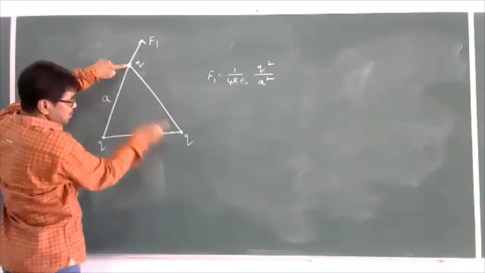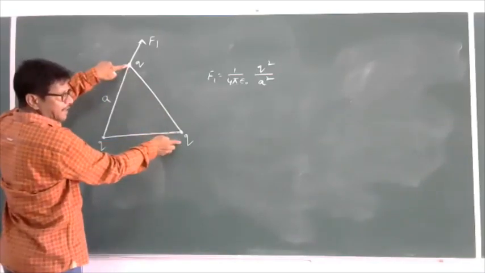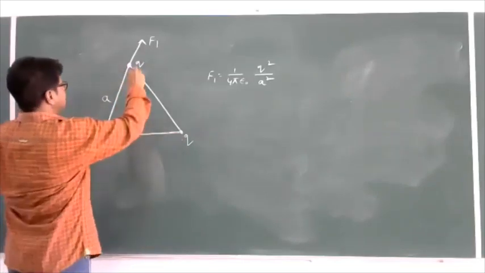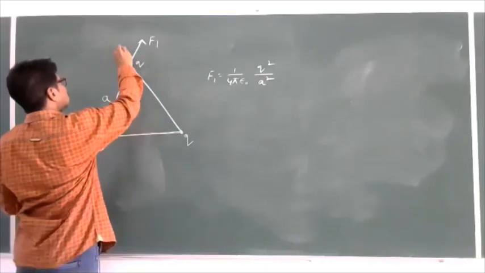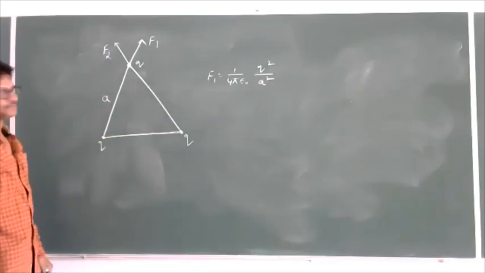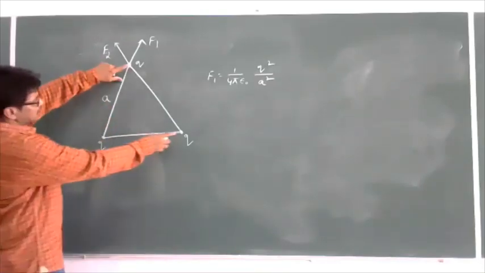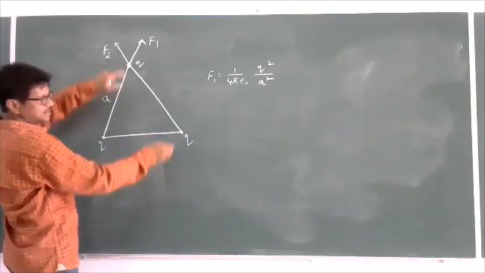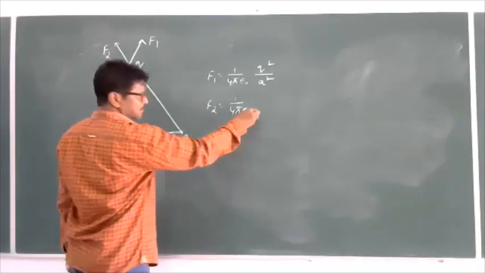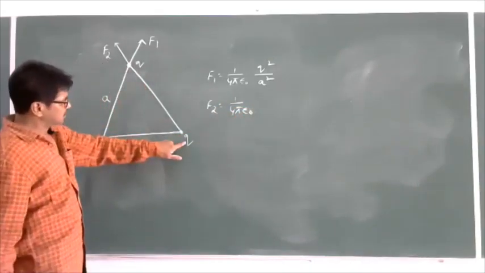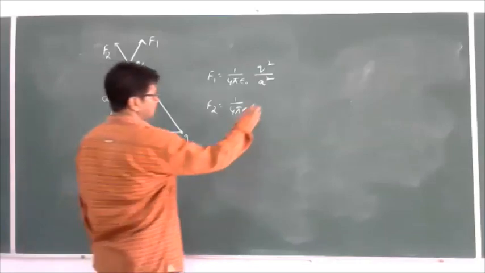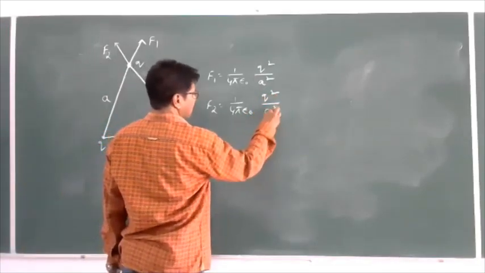And again between these two, one more force will act. Moreover, this is positive and this is positive, so again there will be a repulsive force. In this direction, F2 will act. F2 is the repulsive force between these two charges. Again, F2 is equal to 1 by 4 pi epsilon naught, where Q1 is Q and Q2 is also Q. Q into Q, which is equal to Q square by A square.